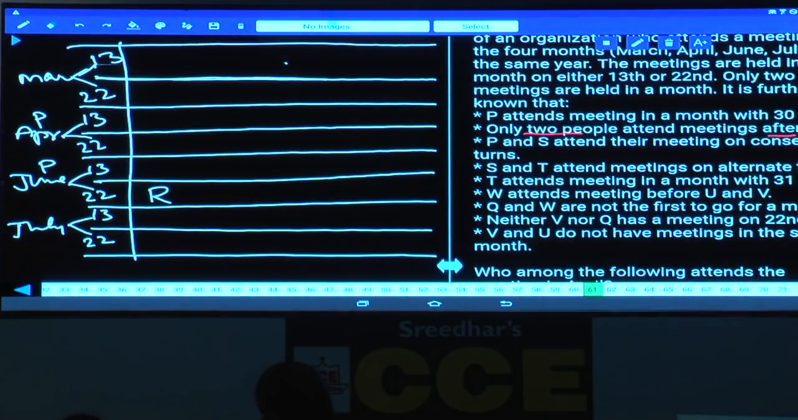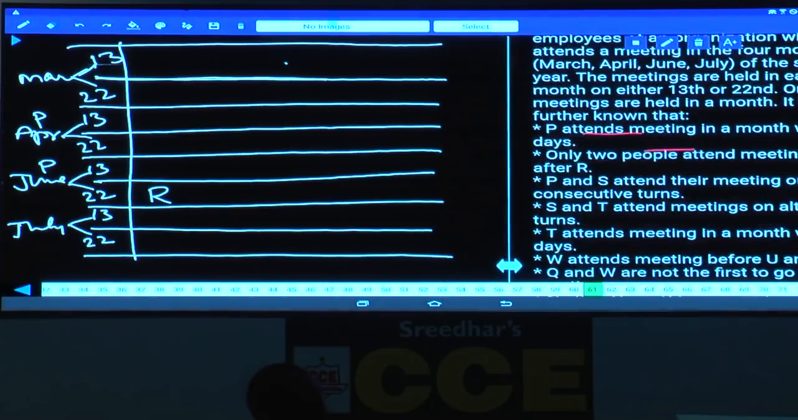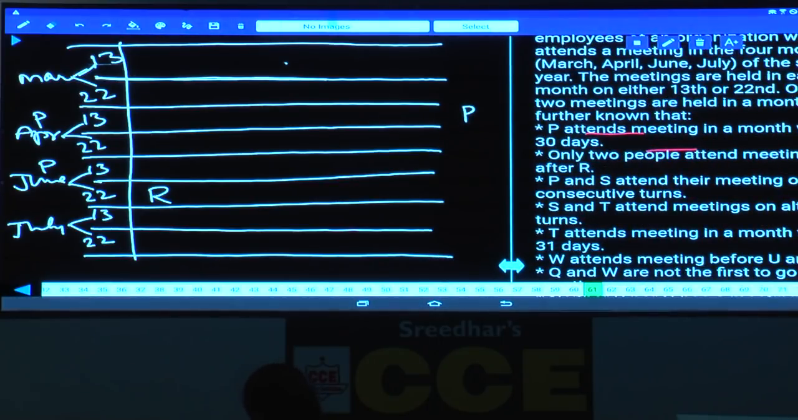The next one. P and S attend their meeting on consecutive terms. What do you mean by consecutive here? Consecutive means if P is here, S will be here, or P and S will be like this. Isn't it? S can be immediately before P or immediately after P. And P attends the meeting in a month which has 30 days.